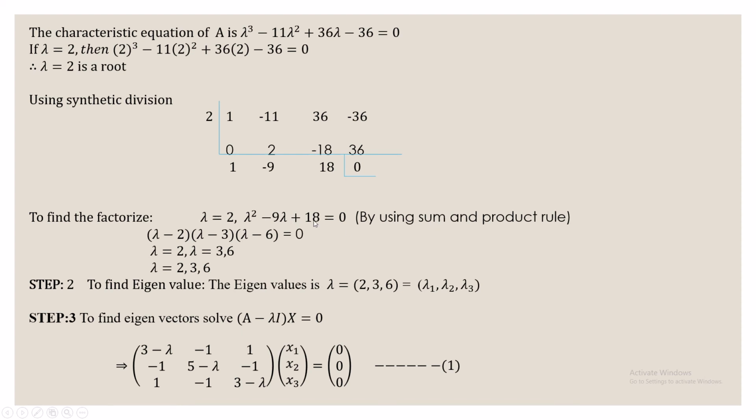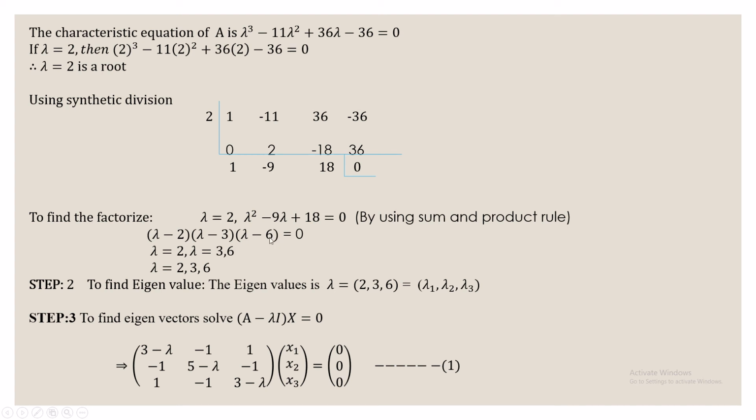How to make the sum and product rule? The sum should be minus 9, and the product should be 18. So I write minus 3 and minus 6: minus 3 minus 6 gives minus 9, and minus 3 into minus 6 gives 18. So the root is lambda equal to 2, and we write the equation as lambda minus 2. Here I split the algebraic term as lambda minus 3 into lambda minus 6, which is equal to 0.